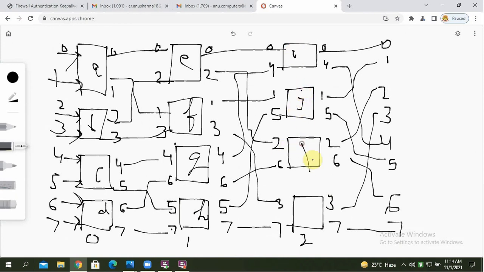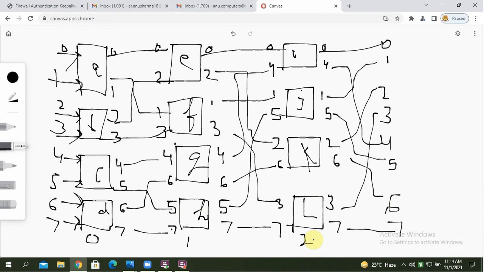These 4 are the switches. These are the switches for stage 0. These are the switches for stage 1 and these are 4 switches for stage 2.